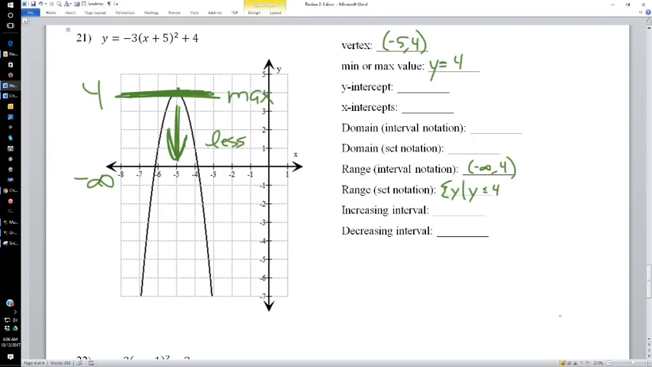And I made a mistake over here. The 4 is part of the graph, so the 4 would have a bracket.